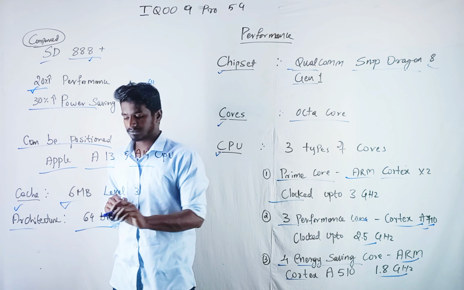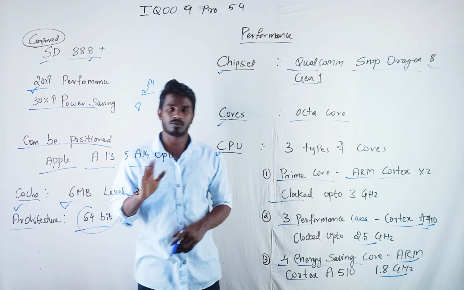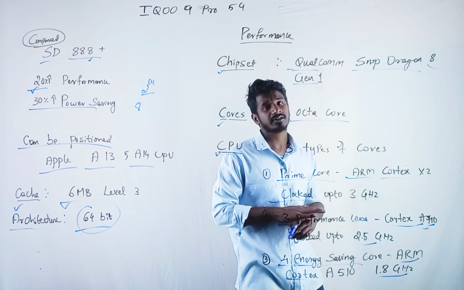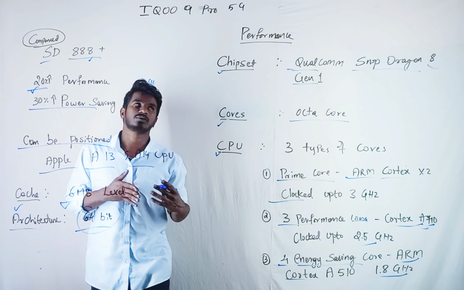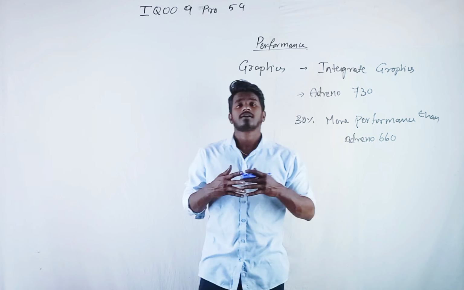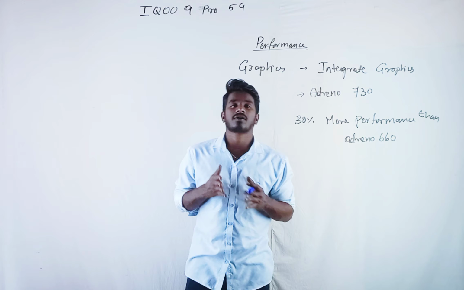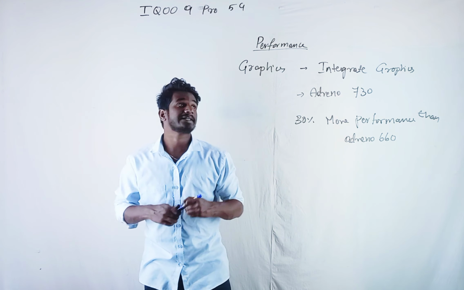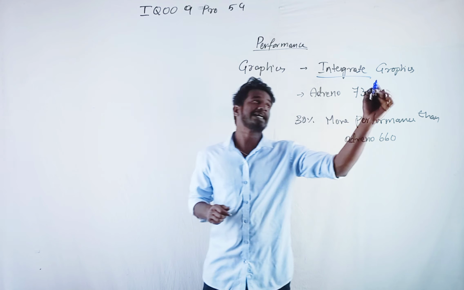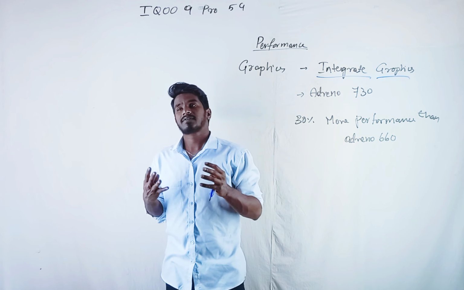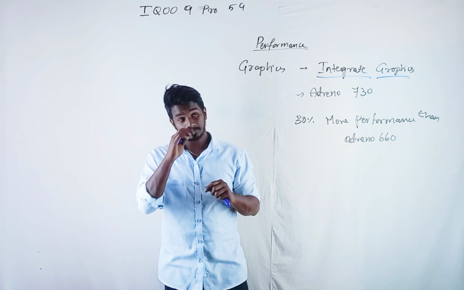That's the meaning of 64-bit. Fine, it gives more performance, that's it, nothing more. Then the graphics of this machine is immense. The graphics type of this machine is integrated graphics, which comes in the CPU.